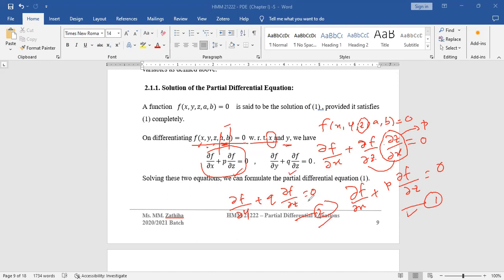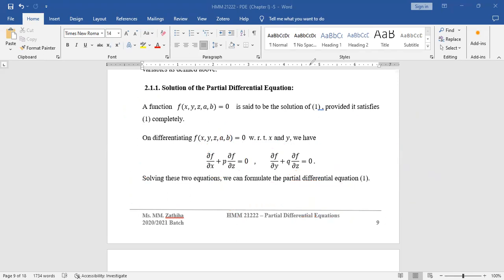Then solving these, let's say this is 1, this is 2, this is 3. So if you solve these two equations, you can formulate our partial differential equation. That is how, from the solution to the partial differential equation, we can form it. Okay, that's the idea of this section. I have explained these things, so I'm going faster to the next things.